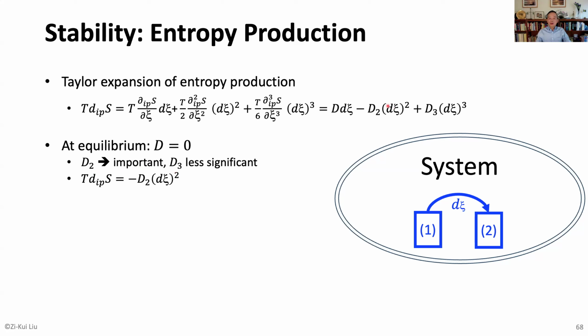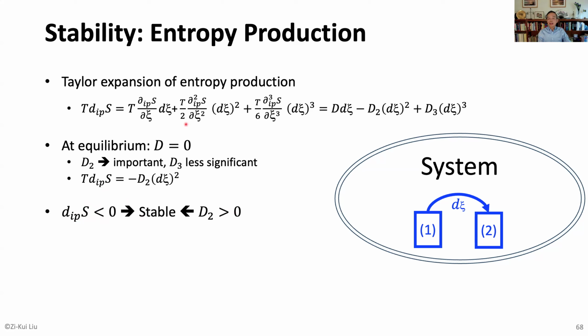So we take only the second term. So dips equal to minus d2 dxi squared. Okay, so dxi squared is always positive. Of course, dxi itself is positive because we talk about the process moving forward. So the sign of dips, the entropy production, depends on the sign of d2. So we know that for a system to be at equilibrium or stable, this perturbation should not produce entropy. So entropy production less than 0, that means this is stable. Okay, that means d2 is positive.